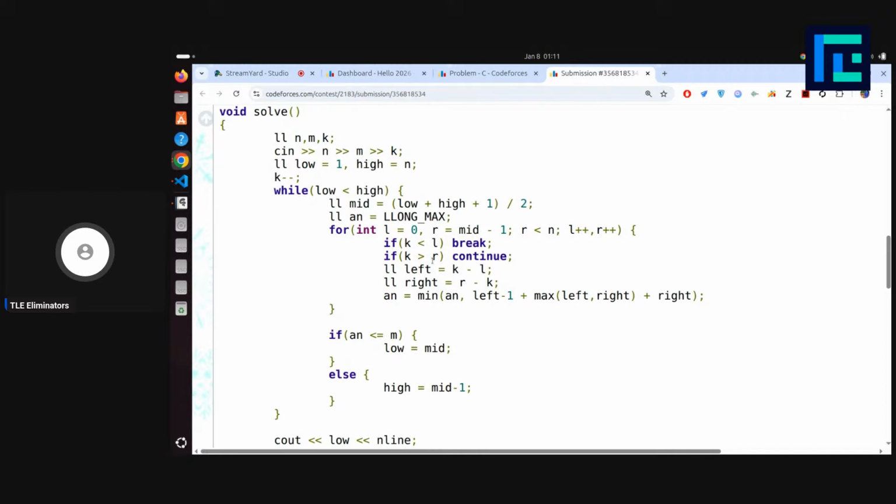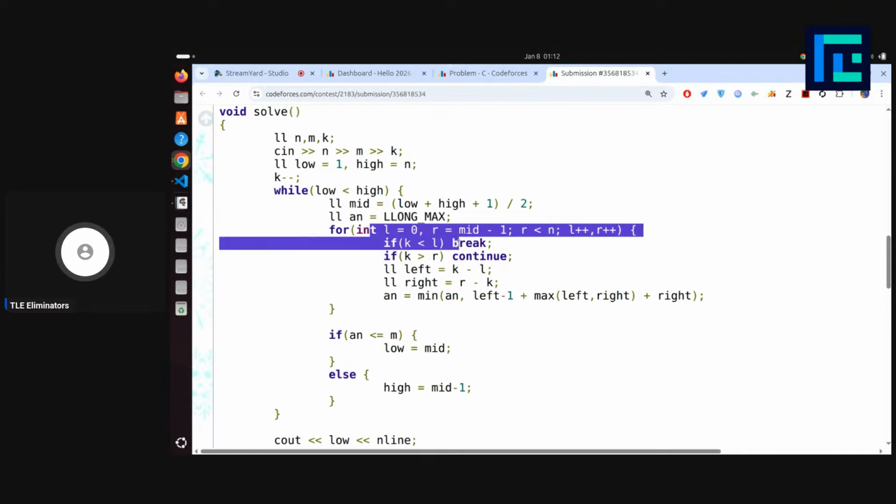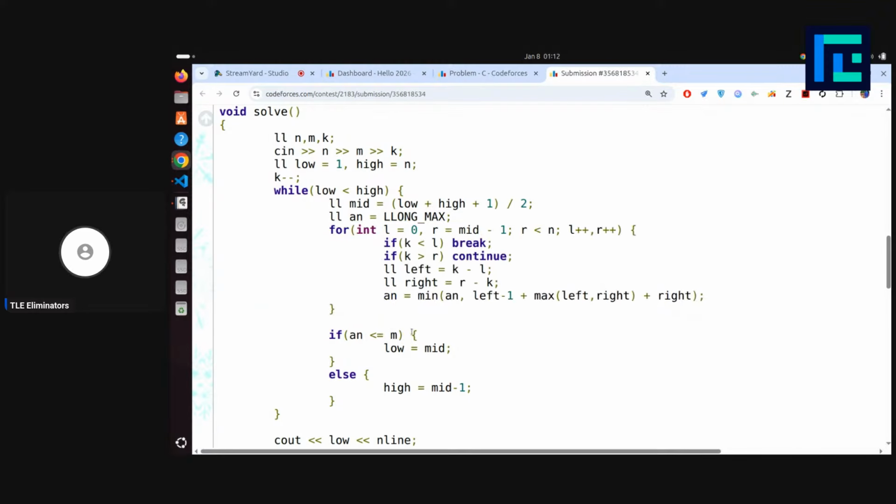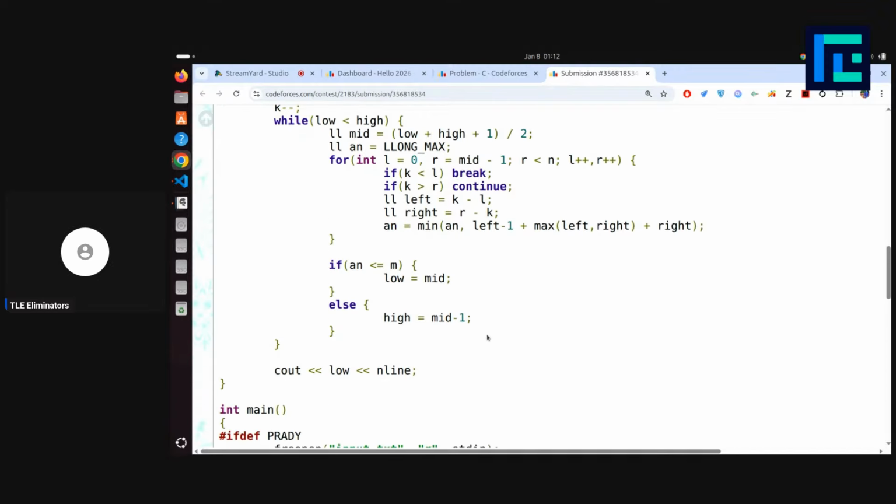So I want to ensure that my K is in the range of L to R, right? So I will ensure that. And so the number of elements on the left is K minus L and right is R minus K. And in that case the answer would be left minus 1 plus max of left comma right plus right. So I will take the minimum of that over all the possible values in this for loop. And if that is less than equal to n, then I can take this mid, make this mid value. So low equals to mid. Otherwise, high equals to mid minus 1. I'll have to search for lower, right? And then print out low.